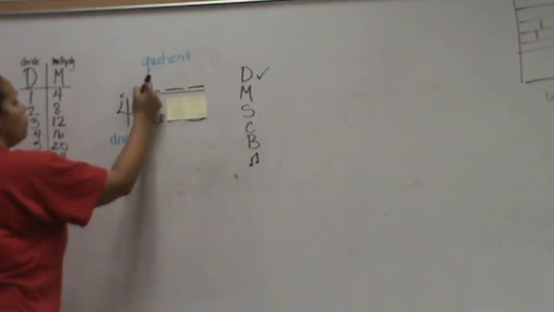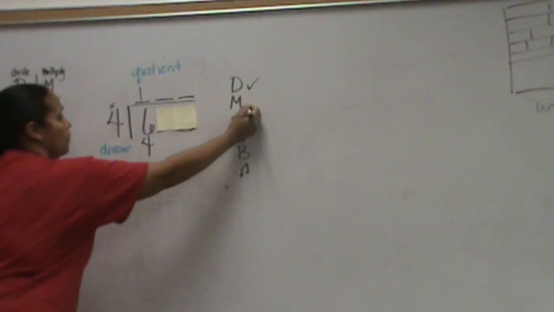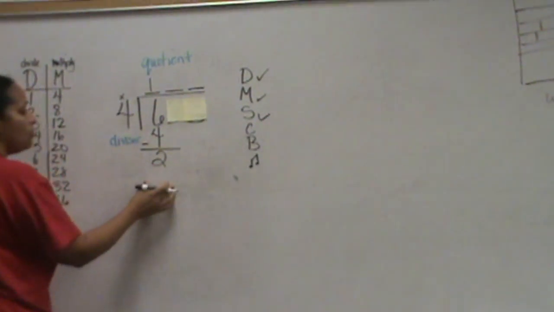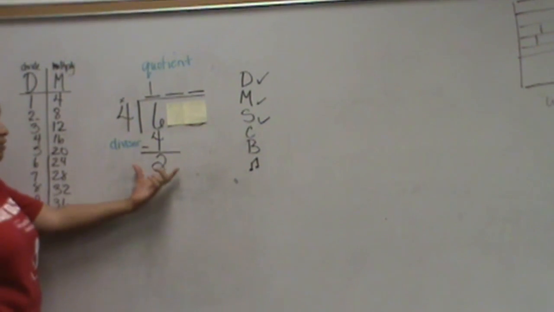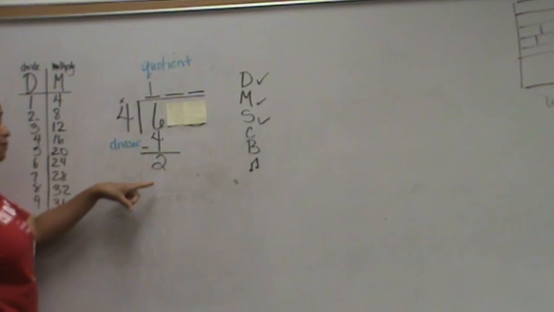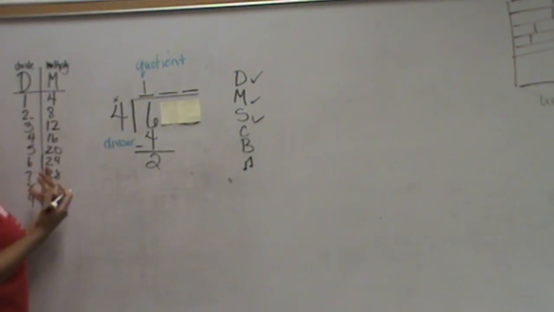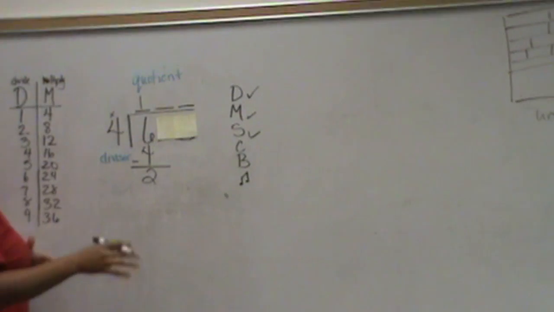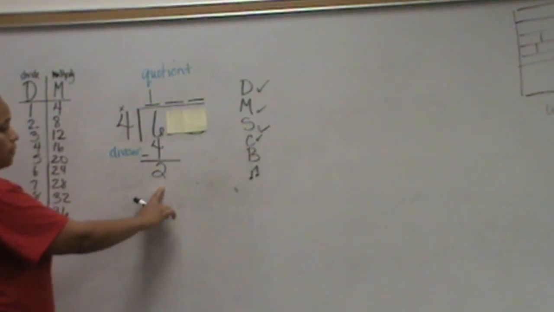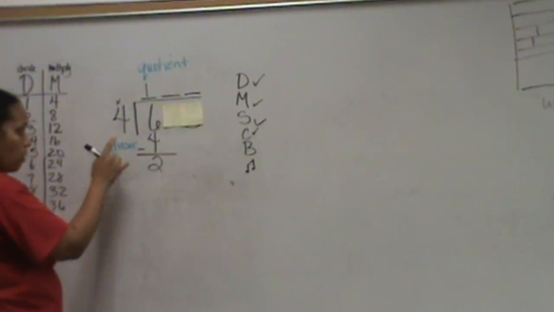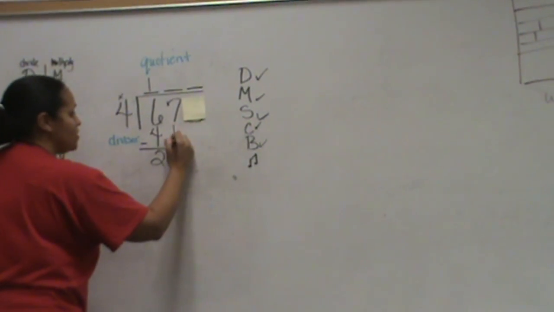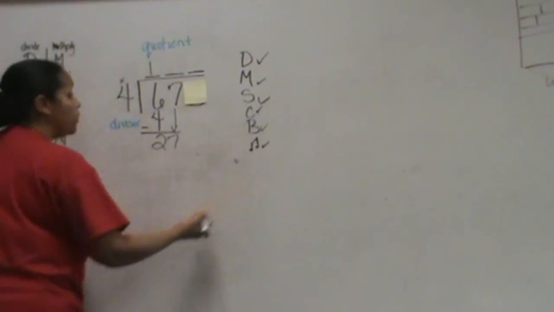Now I'm going to multiply 1 times 4, and I get 4. I subtract 6 minus 4, which would be 2. I check, making sure that what I subtracted is smaller than my divisor. If the number is bigger than the divisor, then you've done something incorrect, and so we have to go back and start all over again. So I've checked it to make sure that my number is smaller than my divisor, and 2 is smaller than 4. And then I bring down my next number, which is my 7. And then we do it all over again.